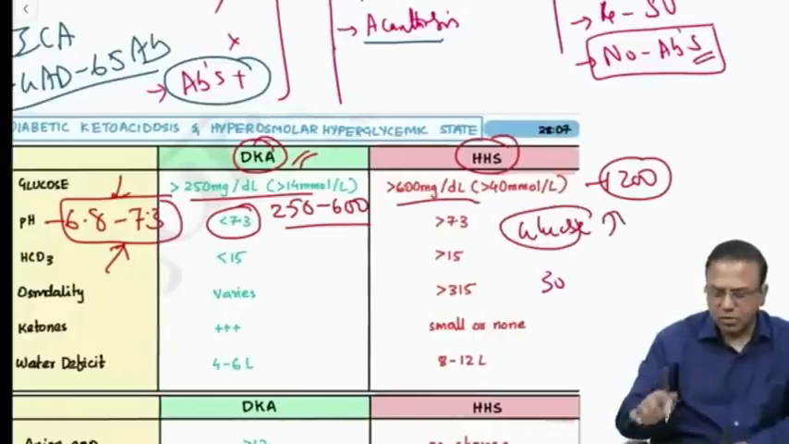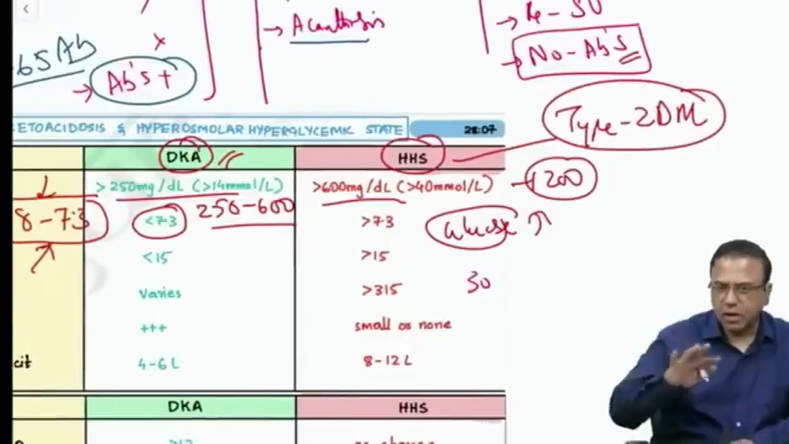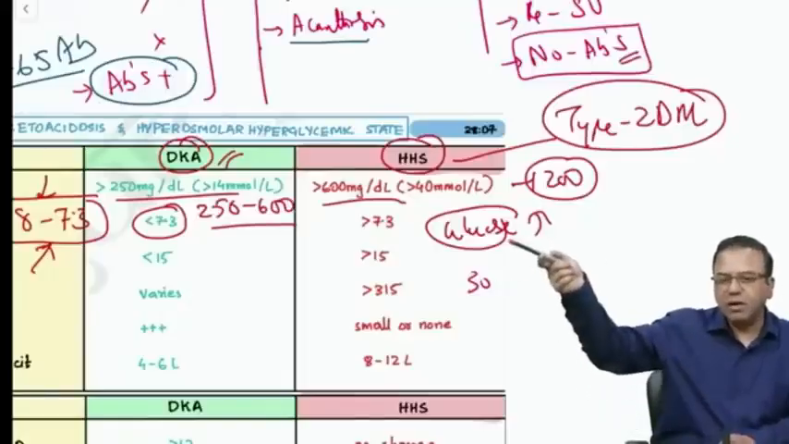Still some insulin is there because HHS happens in type 2 diabetes, not in type 1. So fat is not breaking, ketones are not coming out. The only issue is glucose not entering inside the muscle. It will build up in the blood.